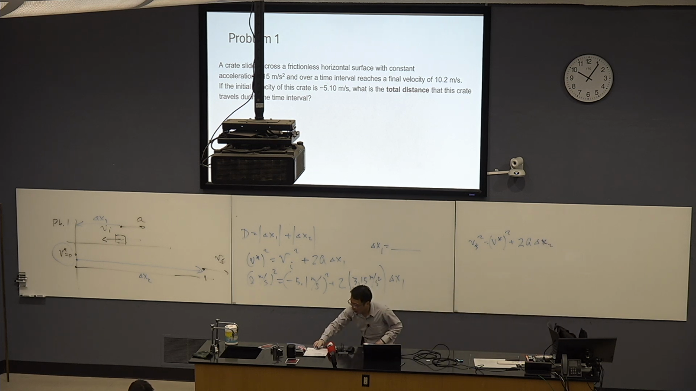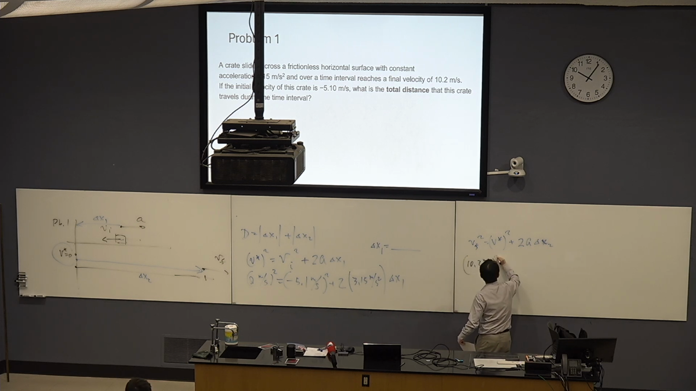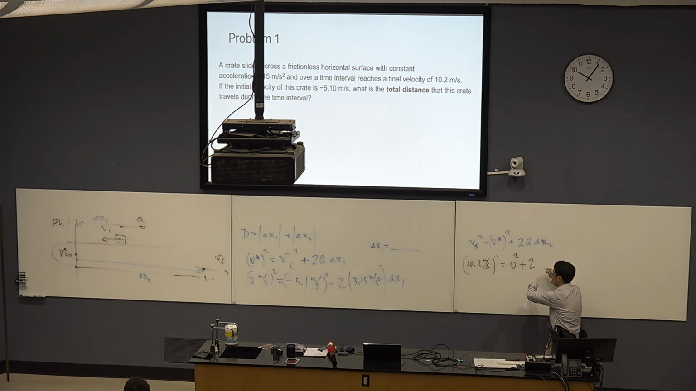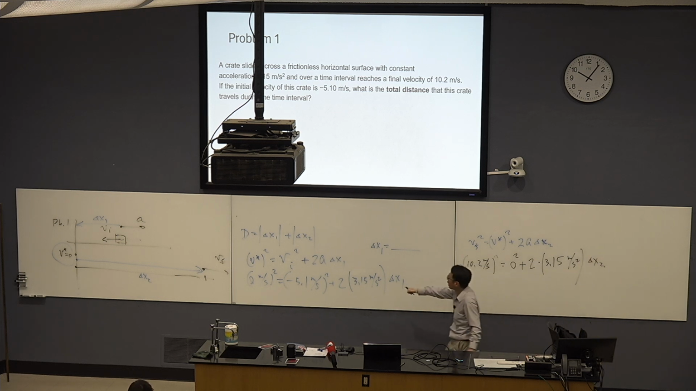So how would you figure out delta x2 here? You can consider v final. V final is given, right? So it's 10.2 meters per second. You square it, then it equals v initial, which is 0, squared, plus 2 times the acceleration. Acceleration is also given, 3.15 meters per second squared. Then multiply by your delta x2 here. And potentially this delta x1 you get will be negative, but delta x2 will be positive.